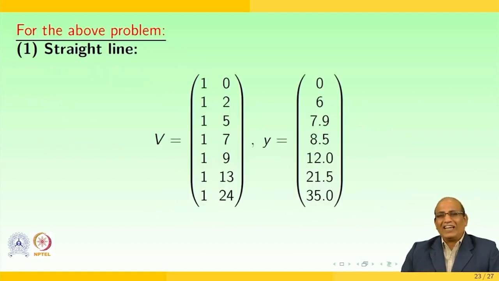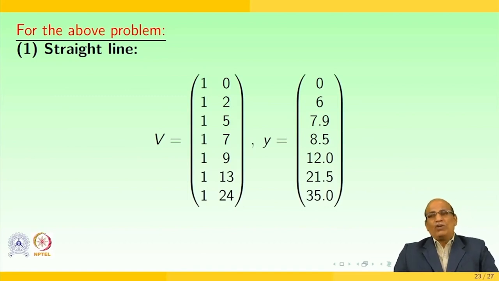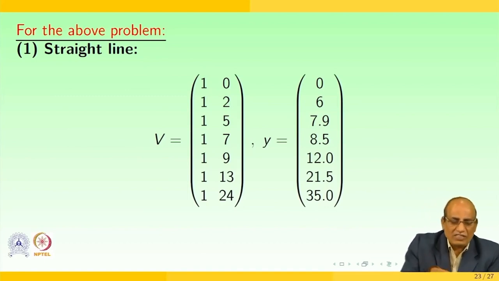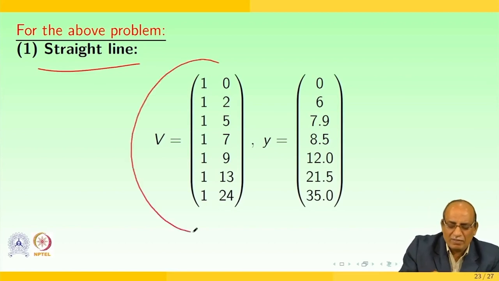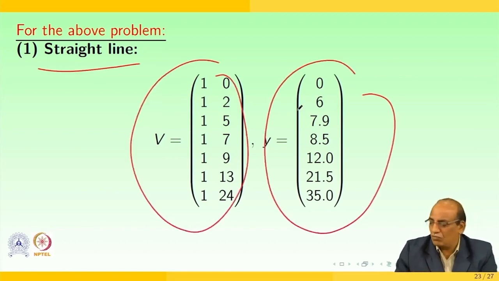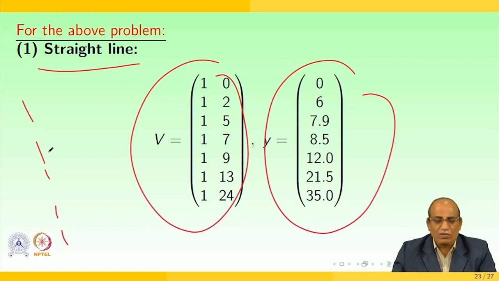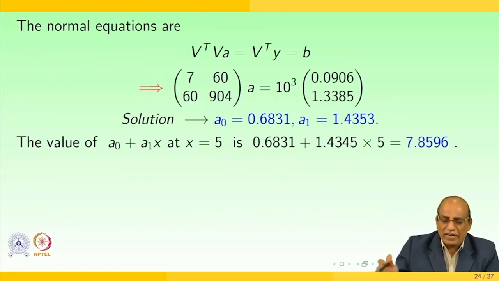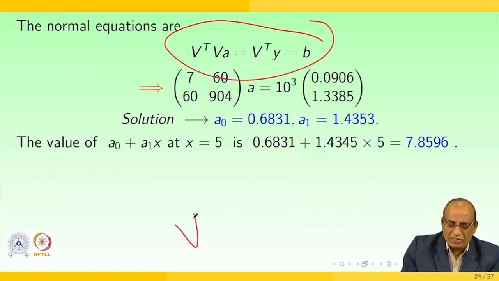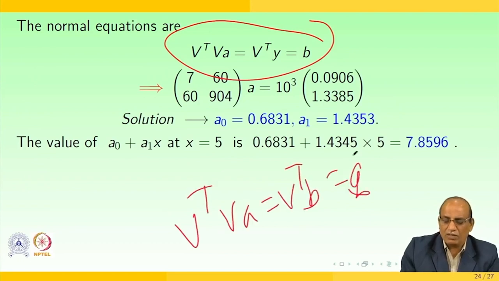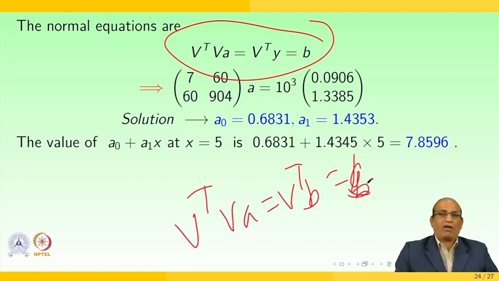Now, for the straight line, as we already spoke, we do have a straight line or we do have a curve. For the straight line, you see over here these are the matrices obtained from that, and this is the matrix Y. So if you take this matrix, 1, 1, 1, 1 and so on, let us see how we are able to set up the equations. So I try to do the normal equations: V transpose V A is equal to V transpose Y is equal to B.